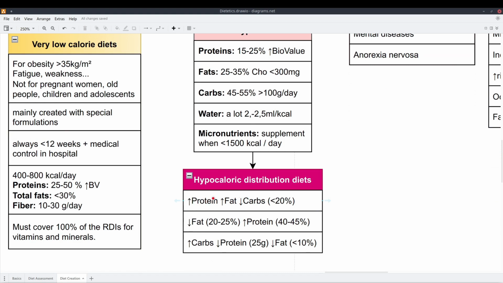So there are diets that are high in protein, high in fat and low in carbs, carbs being less than 20%. There are also diets that are low in fat from 20 to 25% and high in protein from 40 to 45%. And of course the rest are carbohydrates. And then we have diets that are very high in carbs, low in protein and low in fat. Low in proteins means 25 grams per day, not percentage, grams. And fat less than 10% of the calories.